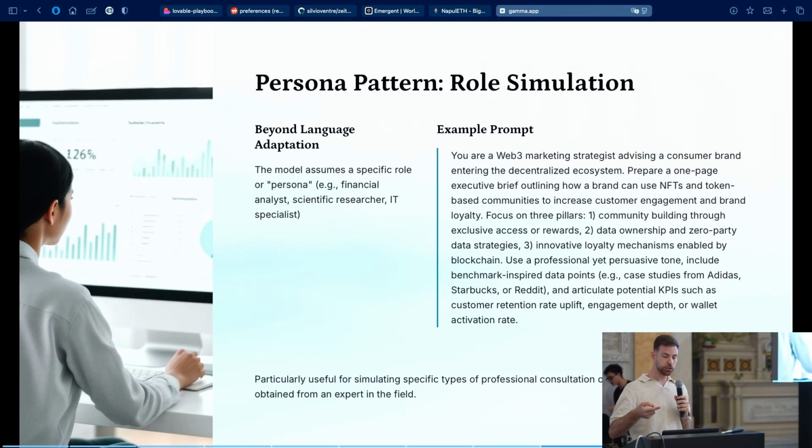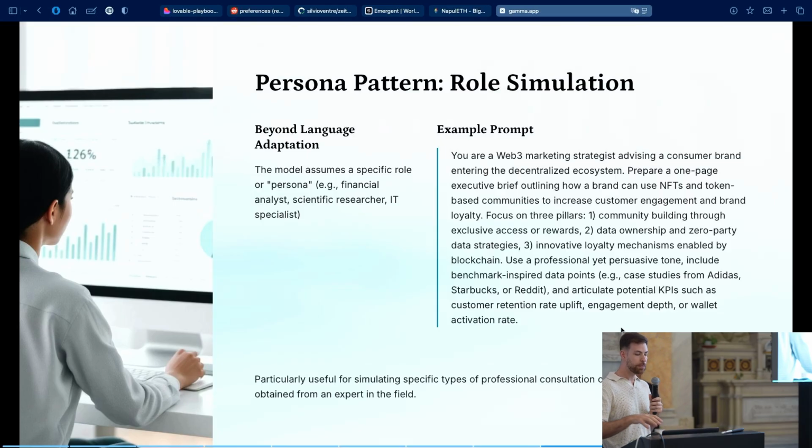The second persona pattern that we're going to see is a bit longer than the other one. So maybe I don't know if we have time to read this one as well. But anyway, the prompt is very similar. It's a role simulation.